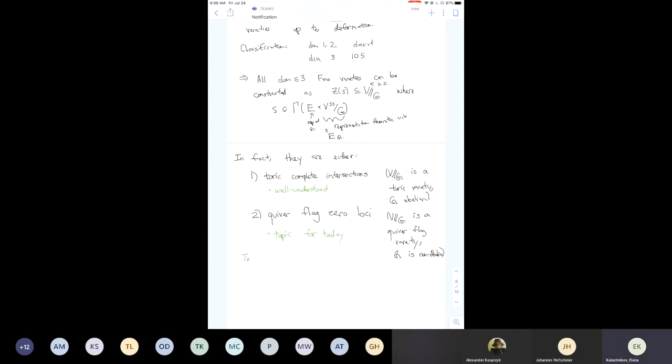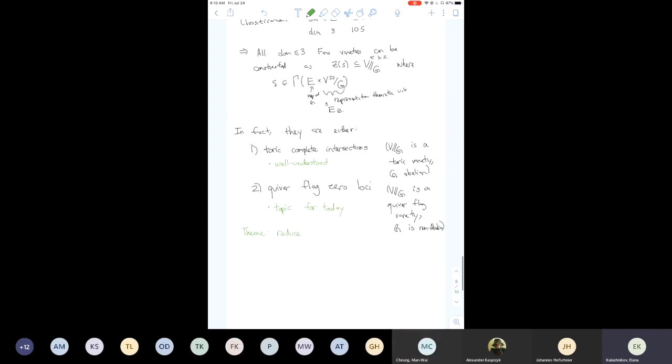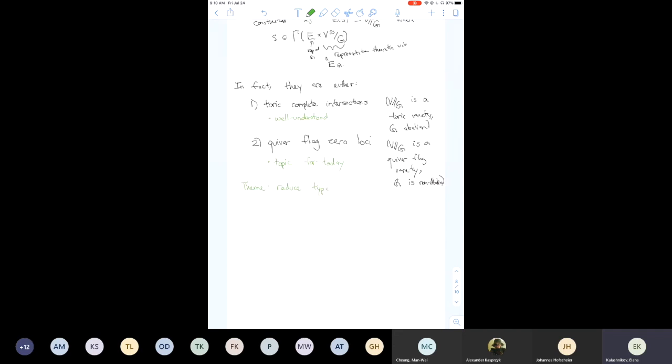The theme of my talk is going to be that if you're trying to think about a Fano variety of type 2, it's productive to try to reduce it to type 1 because those are easier. There are two ways of doing this. One is via abelianization, and one is via toric degenerations. Both of these will come up today.